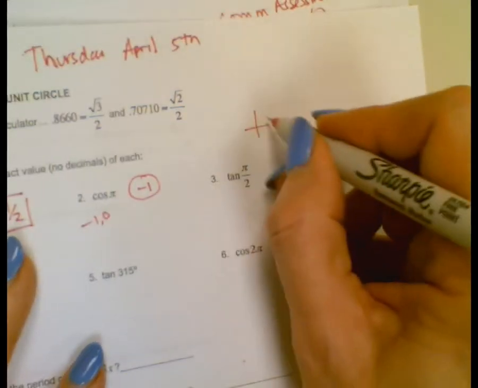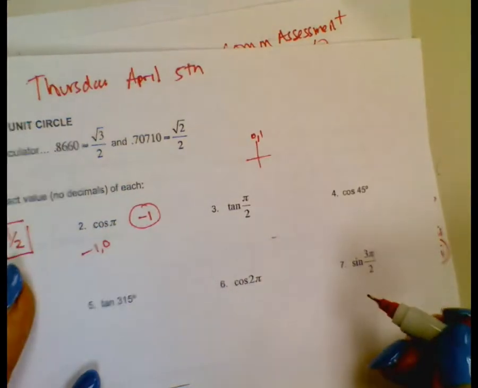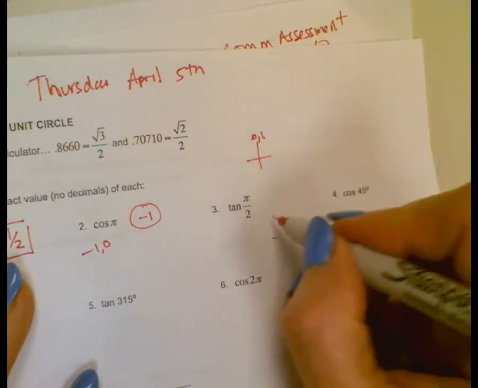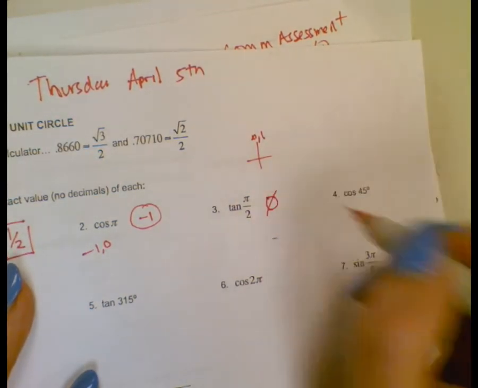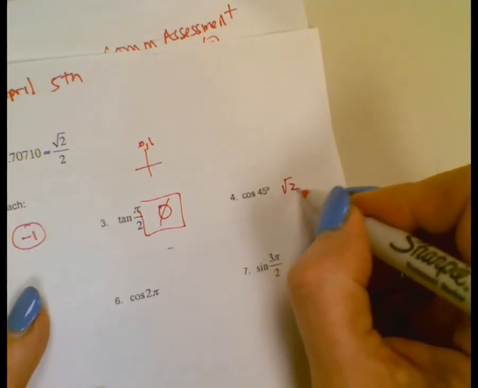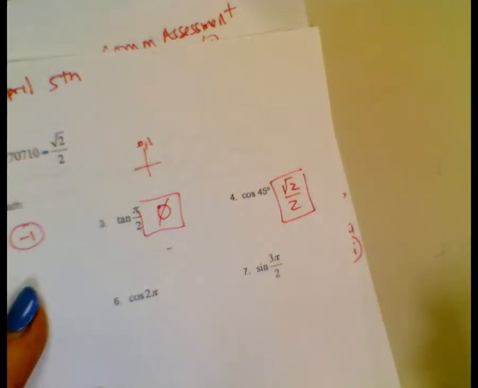Tan of pi over 2. Pi over 2 is up here. We want tan. Tan is y over x, so it's undefined. Cosine of 45 is radical 2 over 2. Sine of 45 is the same thing.